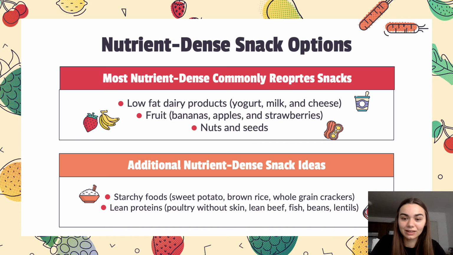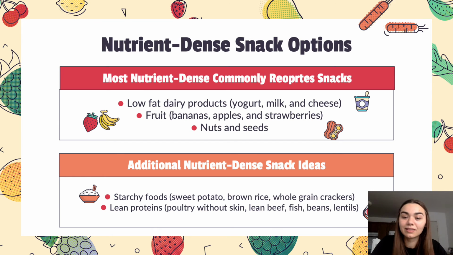And then the final one that was commonly reported were nuts and seeds. So things like almonds, walnuts, pumpkin seeds. These provide protein and essential fatty acids. A few additional nutrient-dense snack options would include starchy foods, so things like sweet potato, brown rice, or rice cakes are one of my favorites. Whole grain crackers, breads, or cereals, as well as oats. Another great carbohydrate source to help provide that long-term energy for you, but also provide a source of whole grains, which are great.